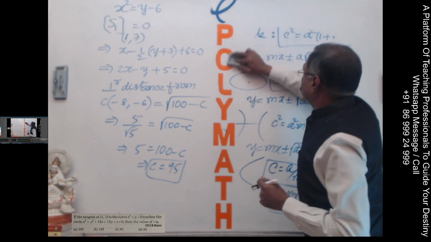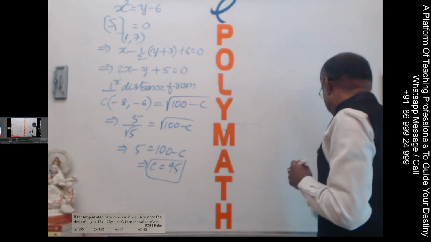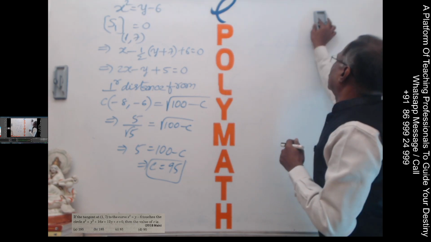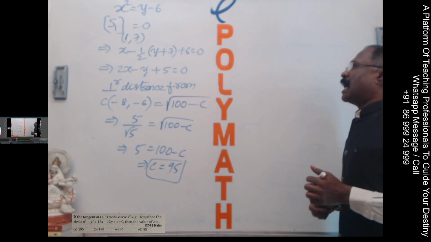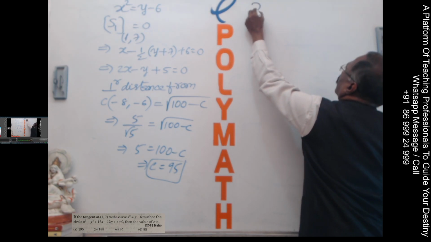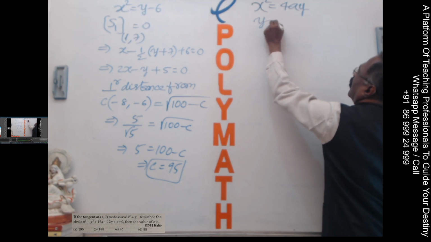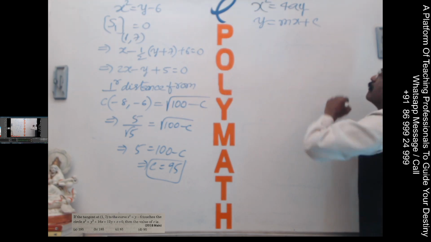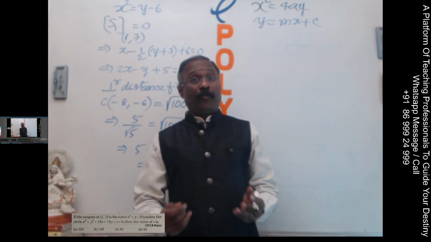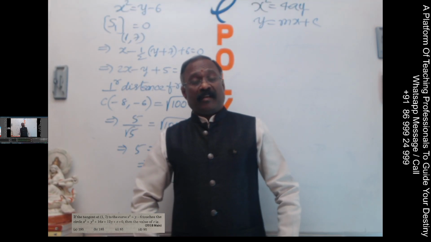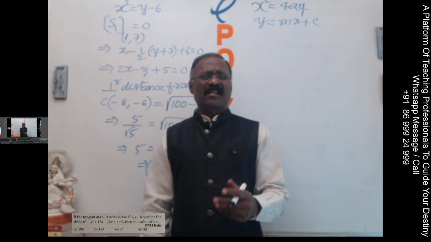See, for example, whatever the curve you take, no problem. This method can be applied to any curve of any form. I have taken a parabola x square is equal to 4ay, and I have taken a line y is equal to mx plus c. I have forgotten the condition. What is the condition? c is equal to minus am square. I forgot it. Like that, how many conditions do you remember?